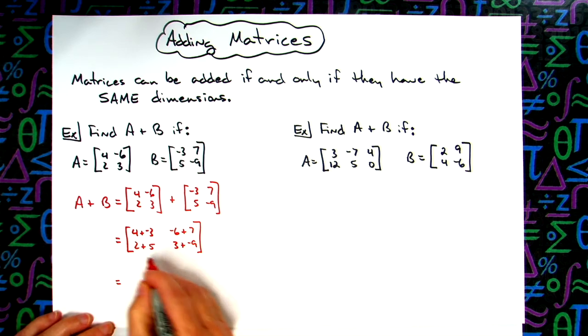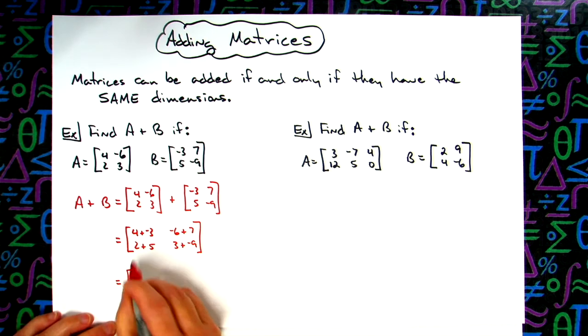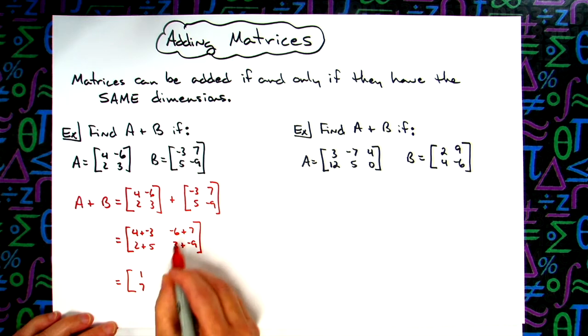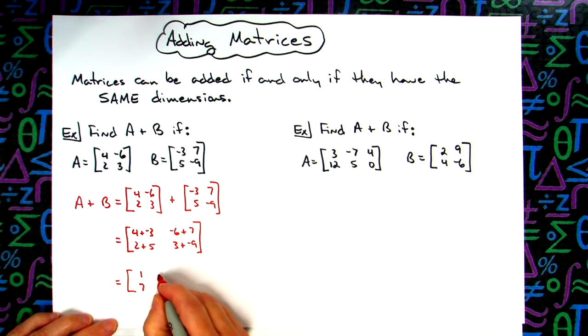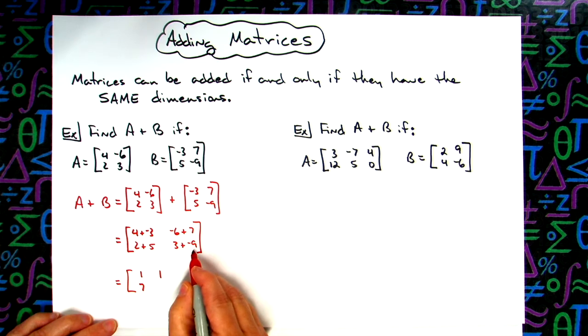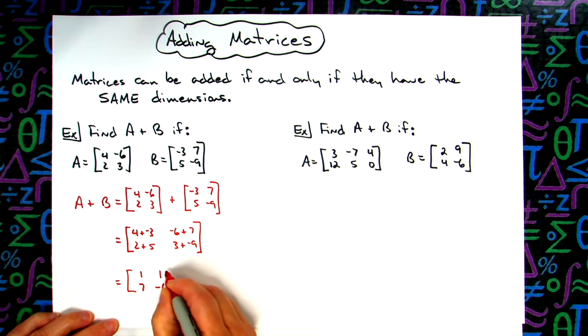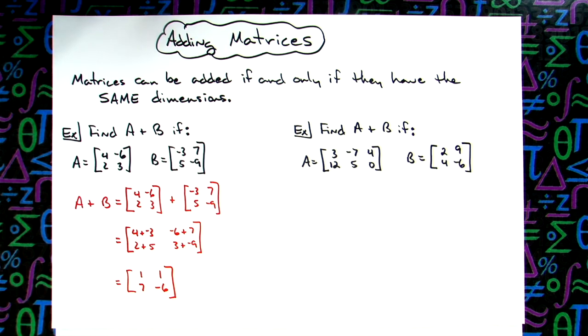All right, now all we have to do is add corresponding numbers here. So 4 plus -3 is 1. 5 plus 2 is 7. -6 plus 7 is going to be a 1. And 3 plus that -9 is a -6. All right, so definitely a straightforward adding of 2 by 2 matrices there.